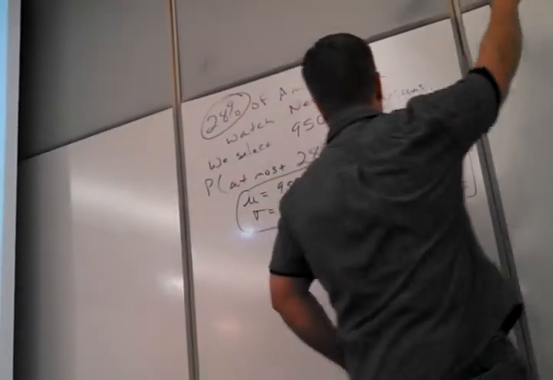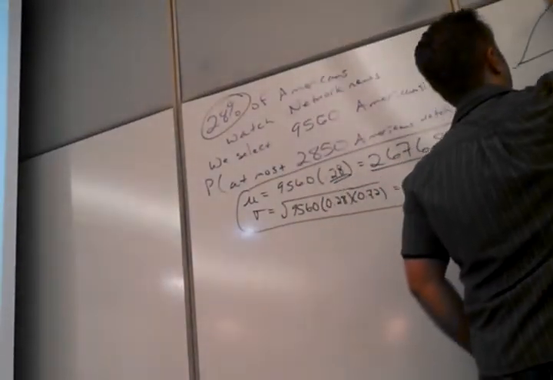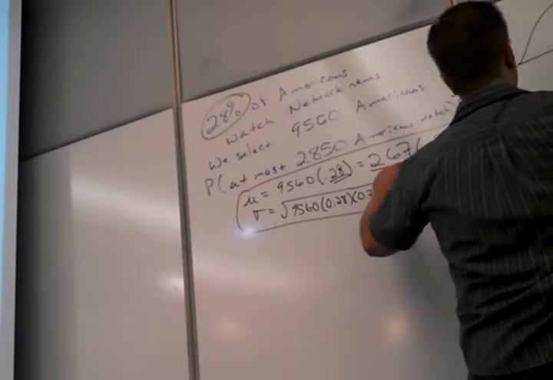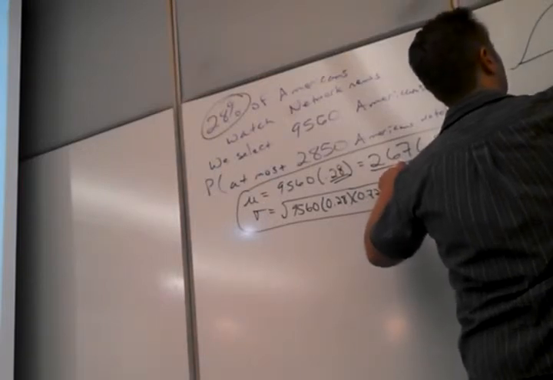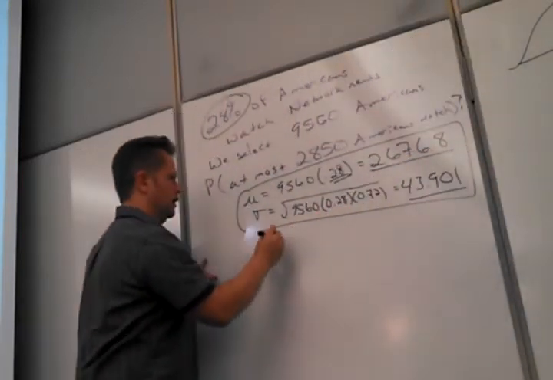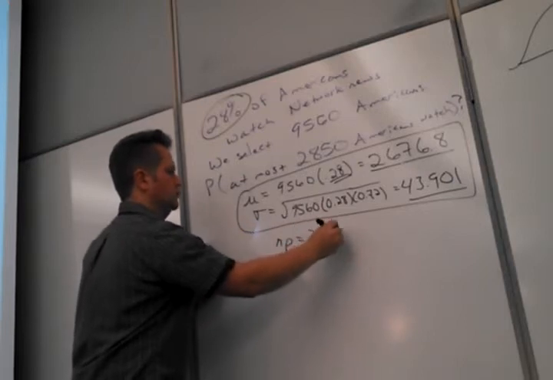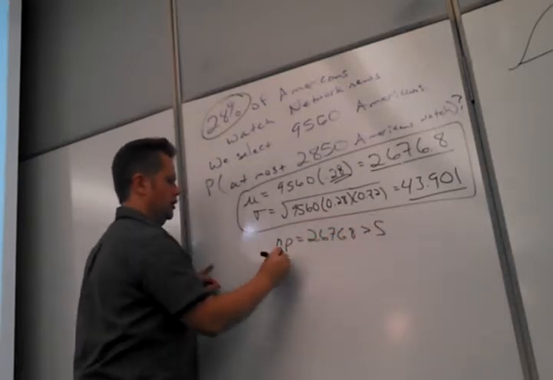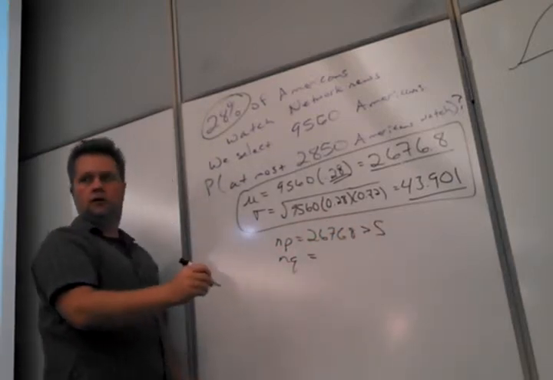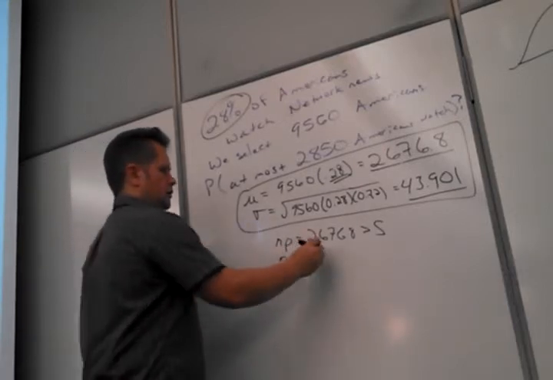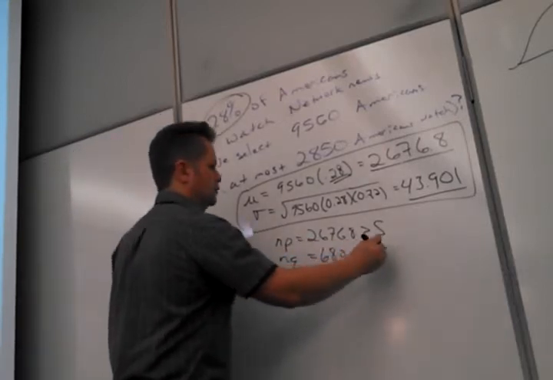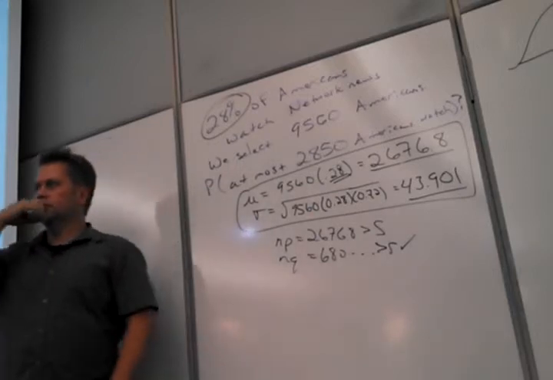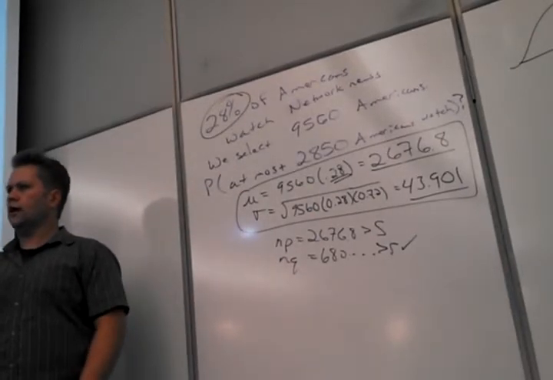So let's see, let me catch up to you guys. A little picture goes on here. I got the mean is 2676.8. Of course, what do I have to do real quick? NP is 2676.8. That's good. NQ is obviously bigger, 68 something. That's bigger than 5. Check. All right, good. So you have to do that check.